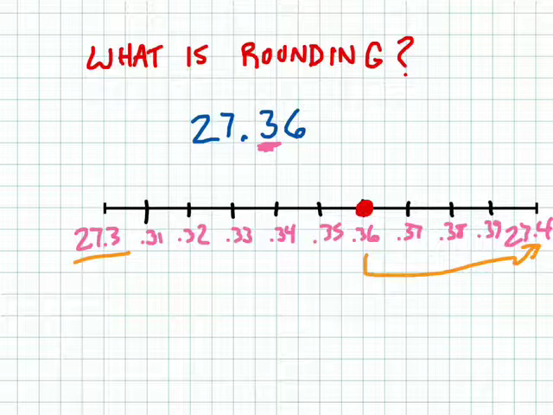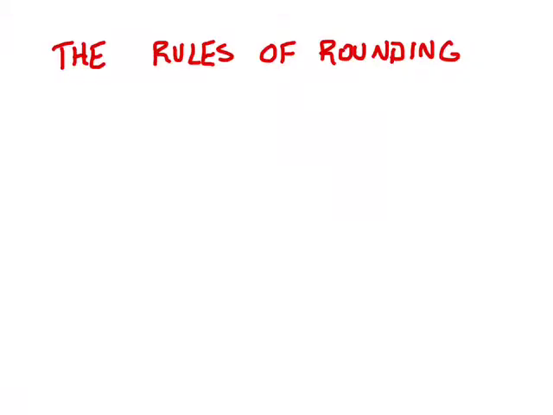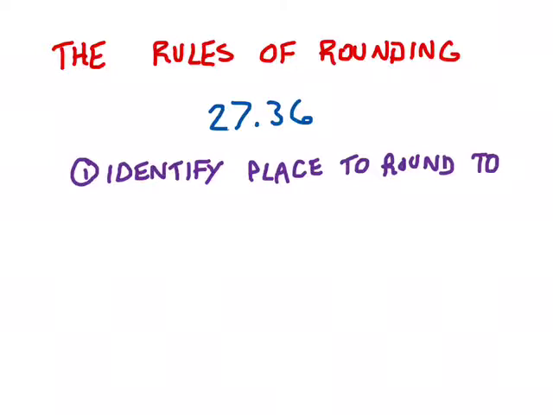So when we're rounding, all we're really doing is saying what is it closest to, given the place we want to round to. And that's where the rules of rounding come from. Let's take the number 27 and 36/100ths again as an example. The rules of rounding tell us, first off, that we need to identify the place that we want to round to. And let's say as an example that this time we want to round to the tens place. First off, I need to identify where the tens place is. In this example, that's going to be this 2. So I'm rounding, let's say, to the tens place.